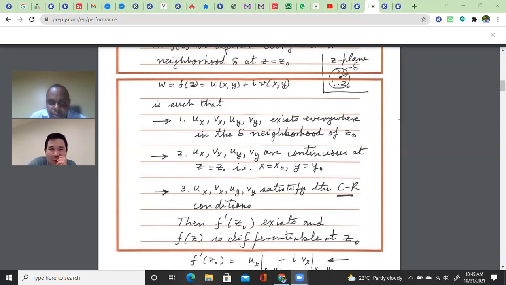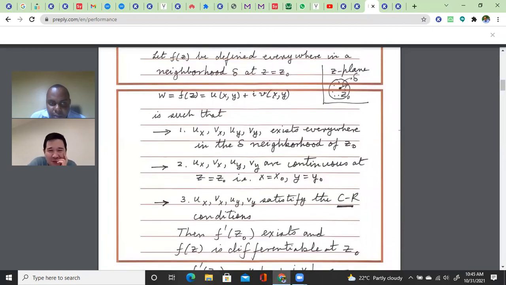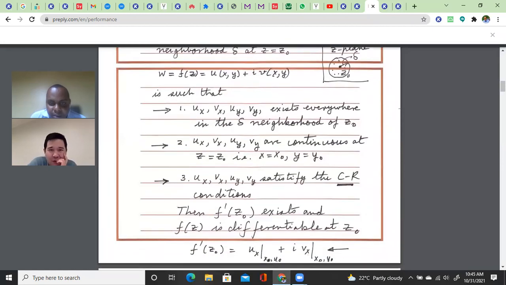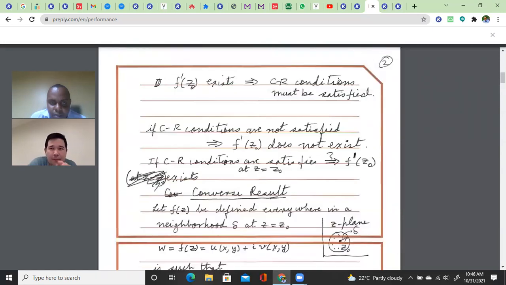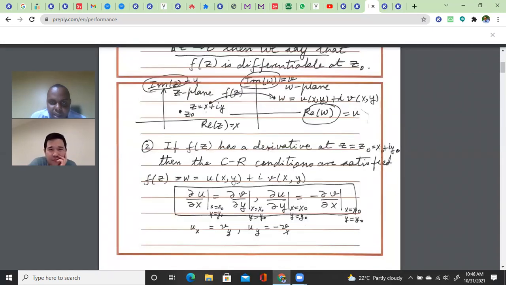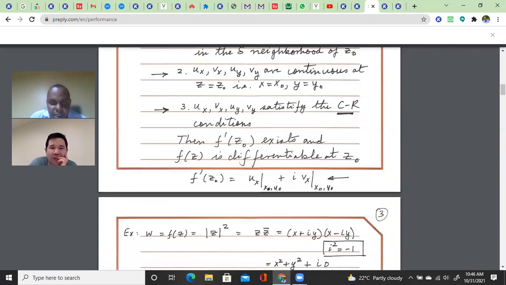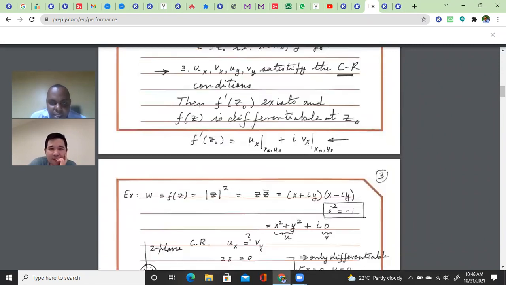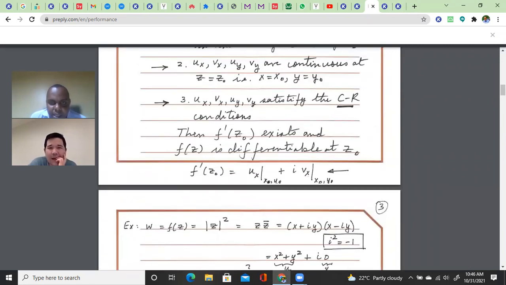For what? Well, what's to solve what? To prove what? The converse. What's the topic of this? It's still about analytic functions. Oh, okay. Yeah, everything. Converse result. Okay. So this is everything we have talked about.